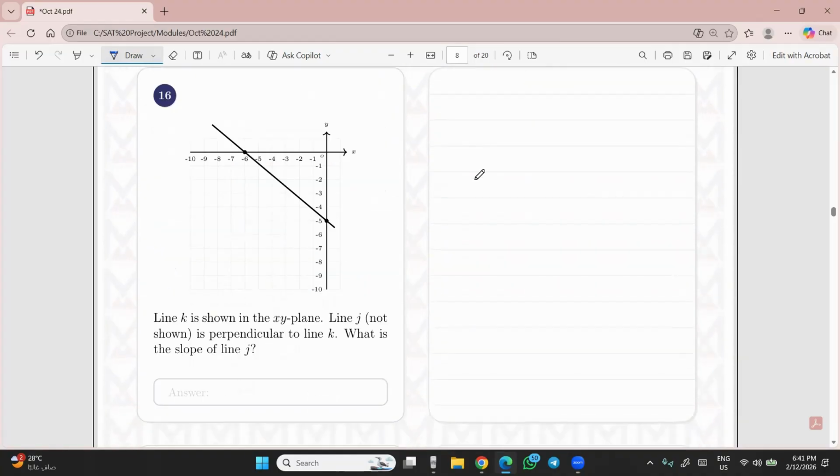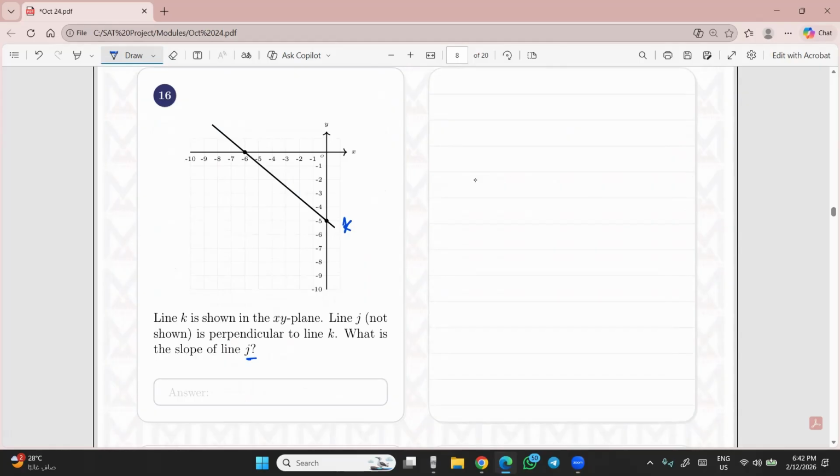Question number 16, we have a line, and this line goes from left to right decreasing, which means the slope is negative. And the question says line K is shown. This is line K. In the XY plane, line J, not shown, is perpendicular to line K. What is the slope of J? So if you want to get the slope of a perpendicular line, you have to get the slope of K first and then get the opposite reciprocal.